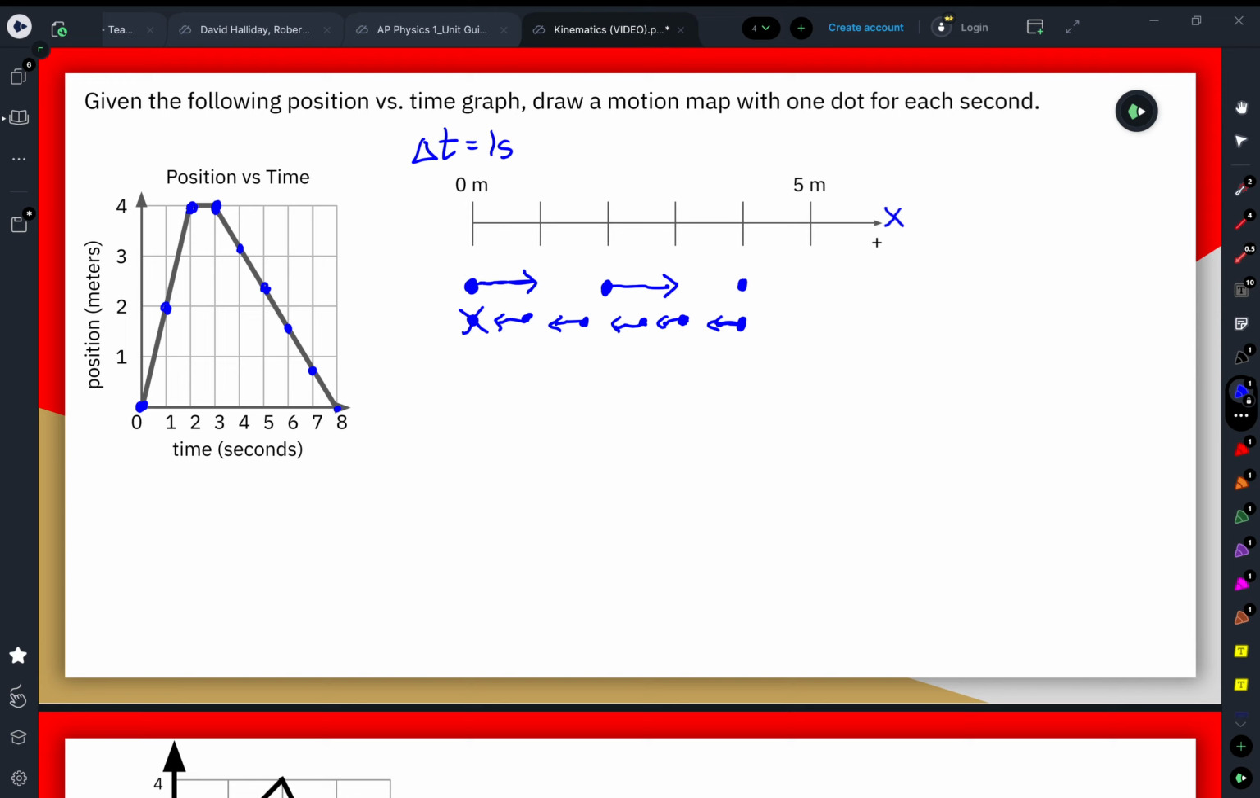I do like to indicate the change of time of 1 second, just so that we know how much time has passed. You can change that to 2 seconds, half-second intervals, whatever you want, as long as it is clearly communicating the motion of the object. Now, one thing I'm also going to add here is time labels, not necessary for a motion map, but it is helpful for organizing and ensuring we know what time corresponds with which position. So we start off at a time of 0 seconds, and then it's 1 second, 2 seconds, 3 seconds, 4, 5, 6, 7, before finally ending at 8 seconds.